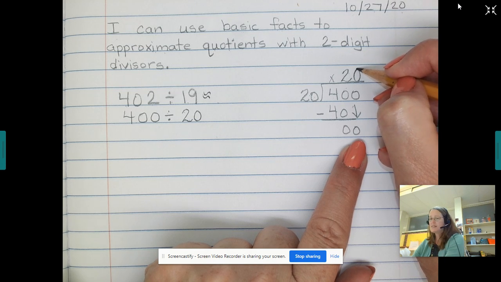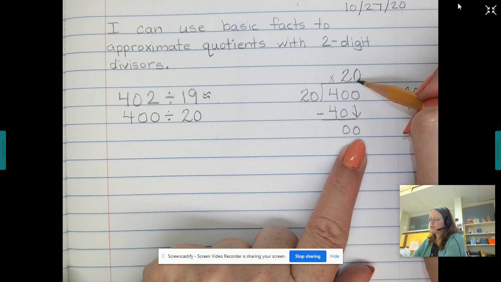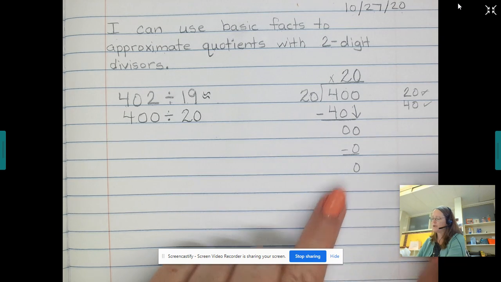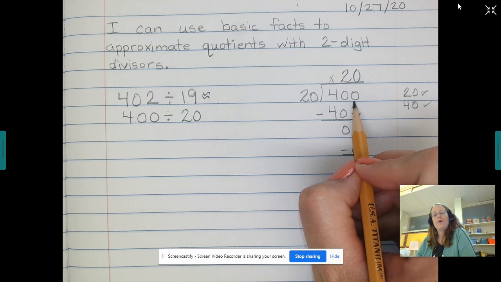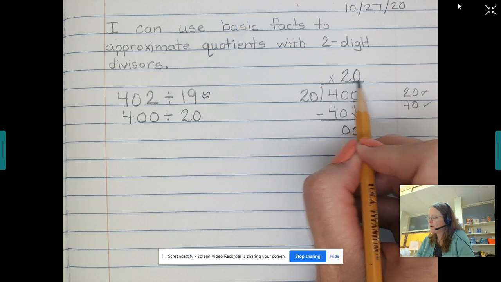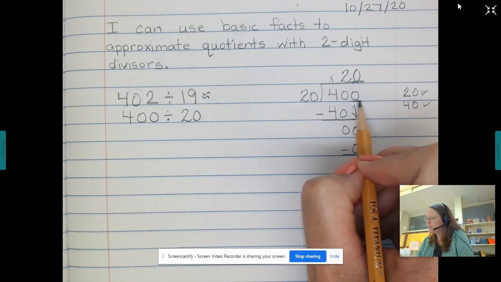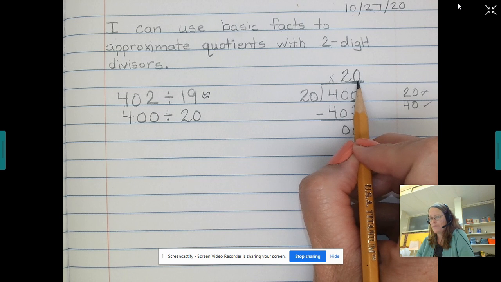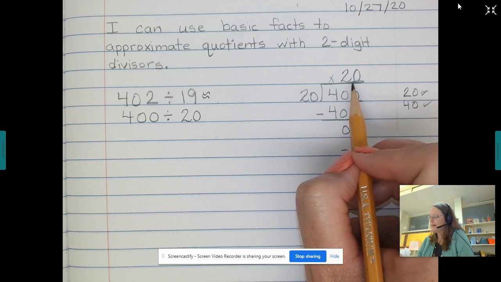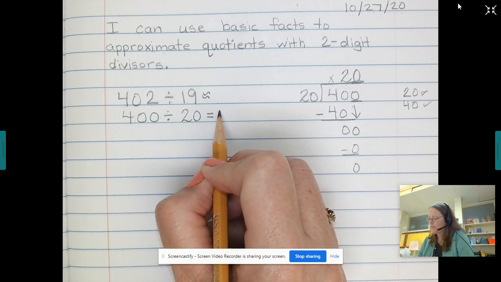times. Guys, here is a mistake that a lot of 5th graders make. Let me finish for a second. 0 times 20 is 0. Subtract, and I have no remainder. Guys, if there is a number in the dividend in this place, you have to put a number in the quotient in that place. Okay? If there's a number here, there has to be a number here. So 400 divided by 20 is 20. 400 divided by 20 equals 20.